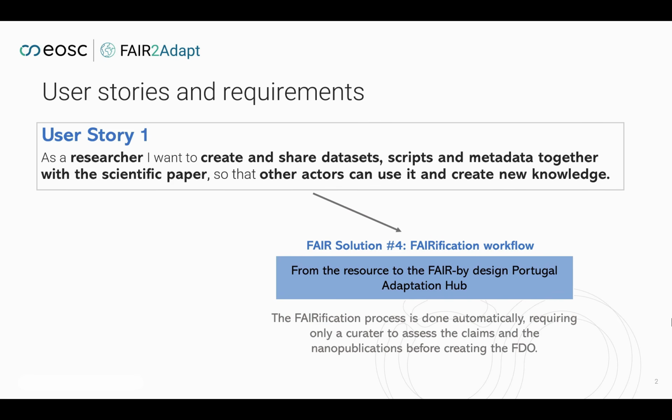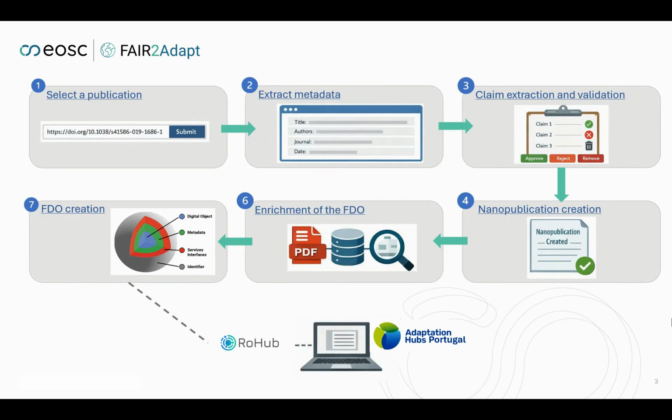Ideally, a researcher, or even someone in a private company that does some research, doesn't need to know all the technical steps of FAIRification. They would just go to a pop-up, a platform, they would input their paper and it would be automatically verified and added to the Adaptation Hub. This is a brief overview of what we'll be showing afterwards, the real-life tool presented by Esteban.